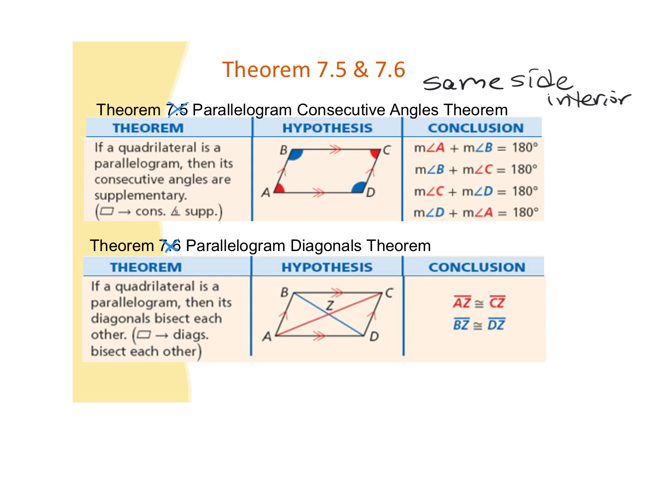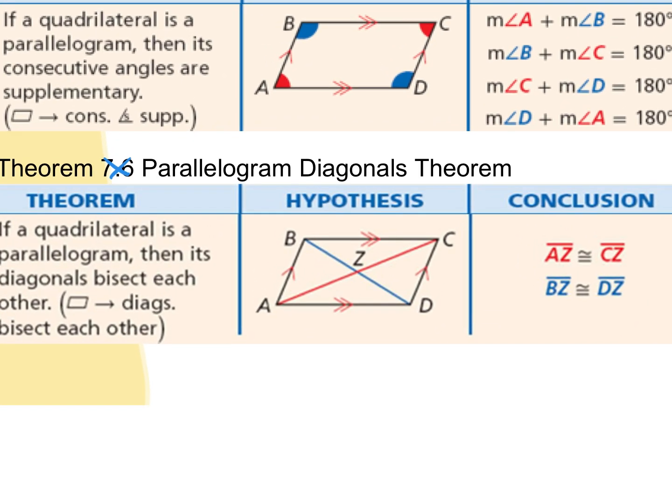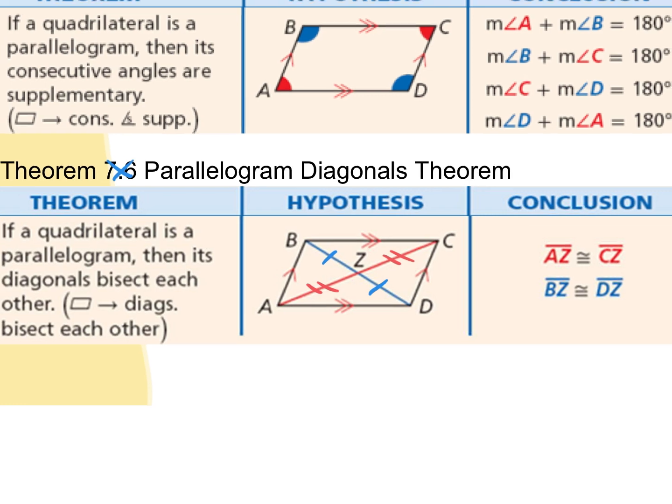The next one is called the parallelogram diagonals theorem, and this one states that if a quadrilateral is a parallelogram, then its diagonals bisect each other. Now, this theorem isn't telling us that the diagonals are congruent. It tells us that they're being bisected. So notice they've got Z in here. That's creating BZ, which is congruent to DZ, and then it also has AZ, which is congruent to CZ, because the diagonals have been bisected.